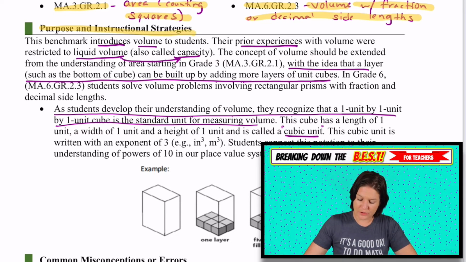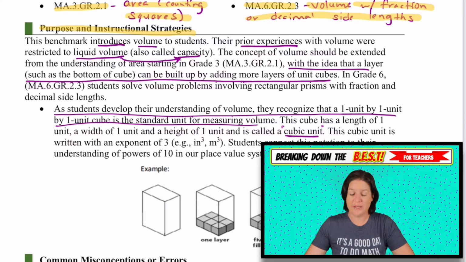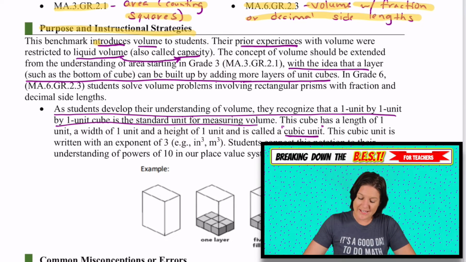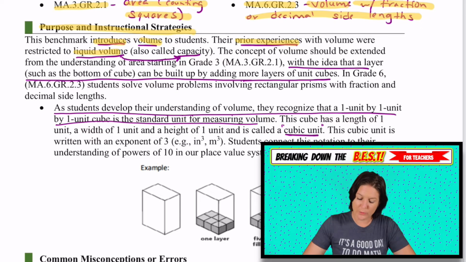For the purpose and instructional strategies section, let's see what jumped out at me. It says that the benchmark introduces volume to students. Their prior experiences with volume were restricted to liquid volume, which is also known as capacity, and that this concept of volume should be extended from area in grade 3, which we just talked about, with the idea that a layer, such as the bottom of a cube, can be built up by adding more layers of unit cubes.